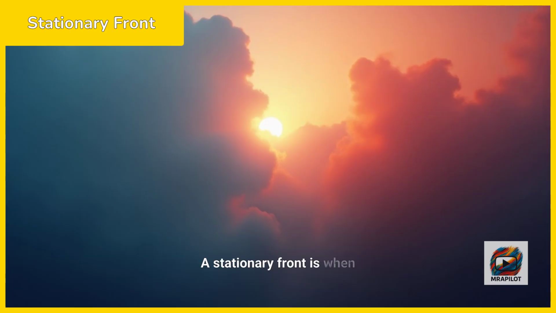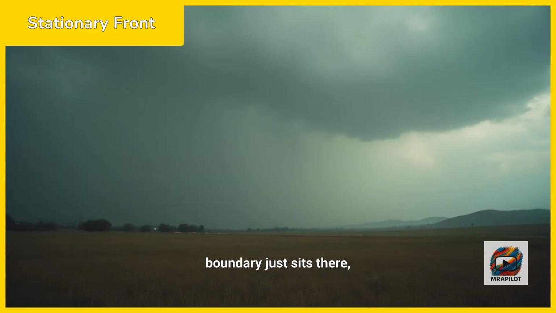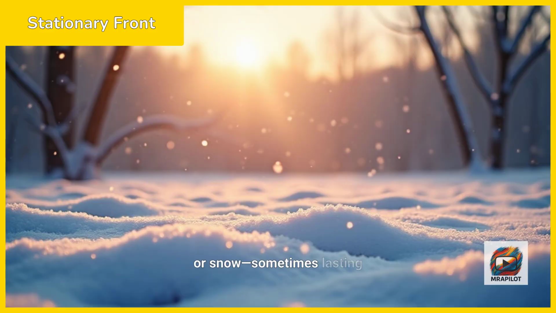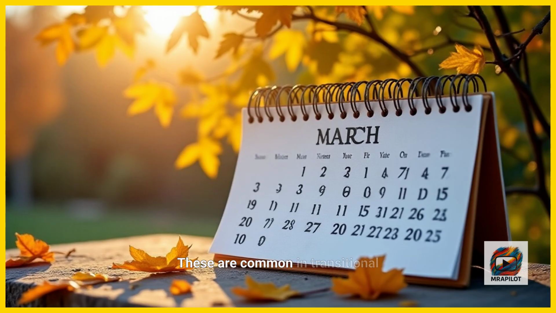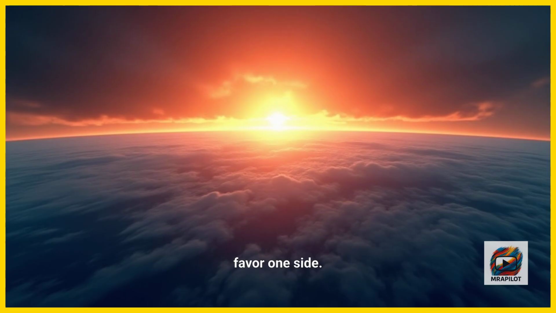A stationary front is when neither air mass is strong enough to move the other. The boundary just sits there, often bringing extended periods of clouds, light rain, or snow, sometimes lasting for days. These are common in transitional seasons like spring or fall, where shifting energy doesn't favor one side.